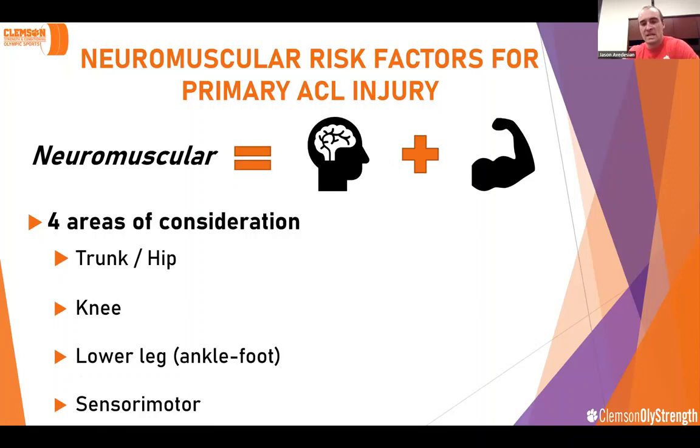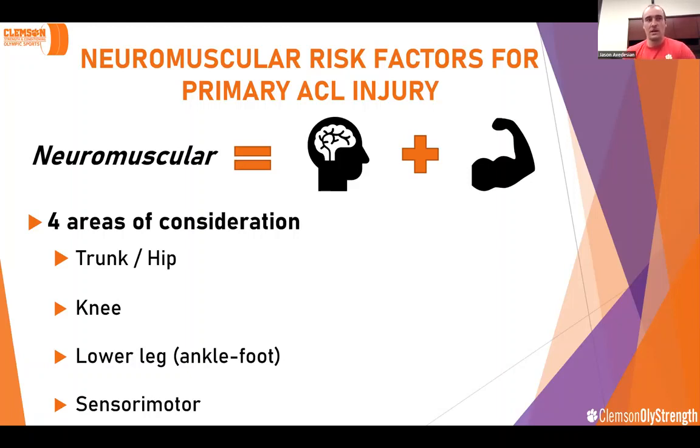But when we're looking at the actual neuromuscular risk factors for primary ACL injury, we have to define neuromuscular. So it's the nervous system and then the musculoskeletal system. When thinking about the nervous system, we're thinking of the central nervous system, the brain and the spinal cord, and how that's influencing movement behavior, how it's influencing sensory processing of information, and then ultimately how that's feeding down into the biomechanical or muscular behavior.